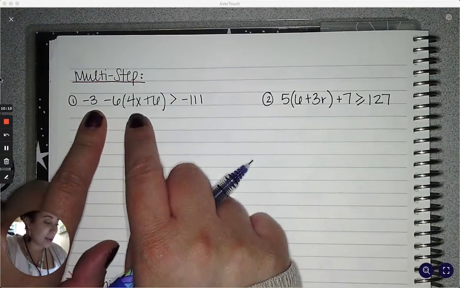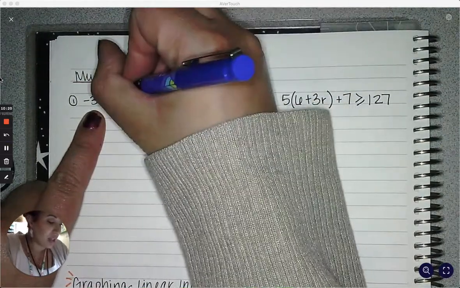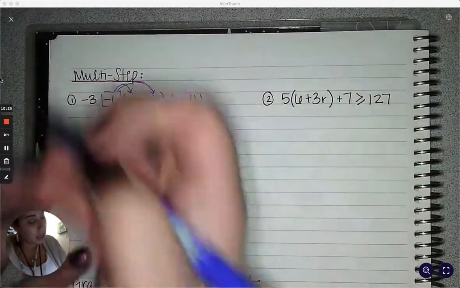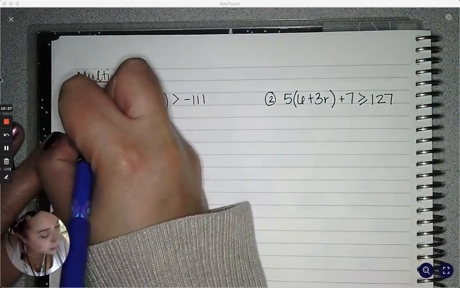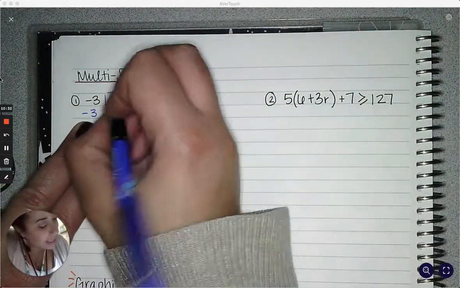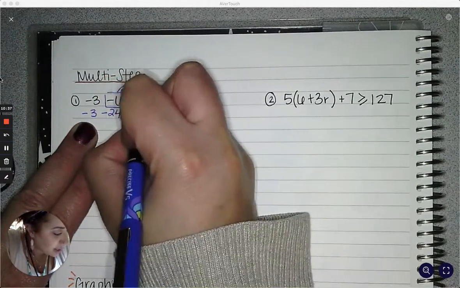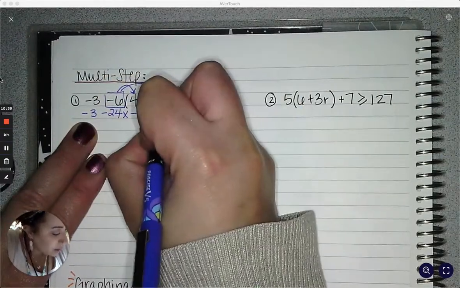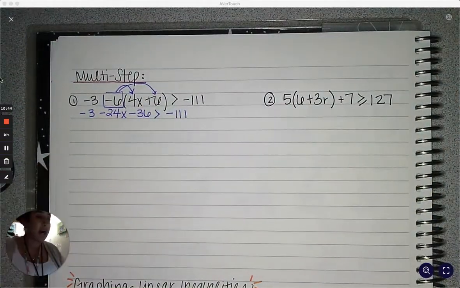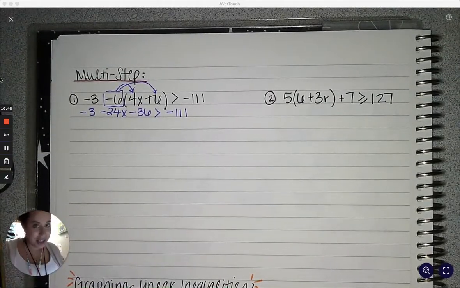Okay, so first thing I'm going to do is take this -6 and distribute it to everything inside the parentheses. So -6 times 4x is -24x, and -6 times 6 is -36, is greater than -111. Okay, so let me grab a calculator because mental math is not my thing. Not gonna lie to you guys.